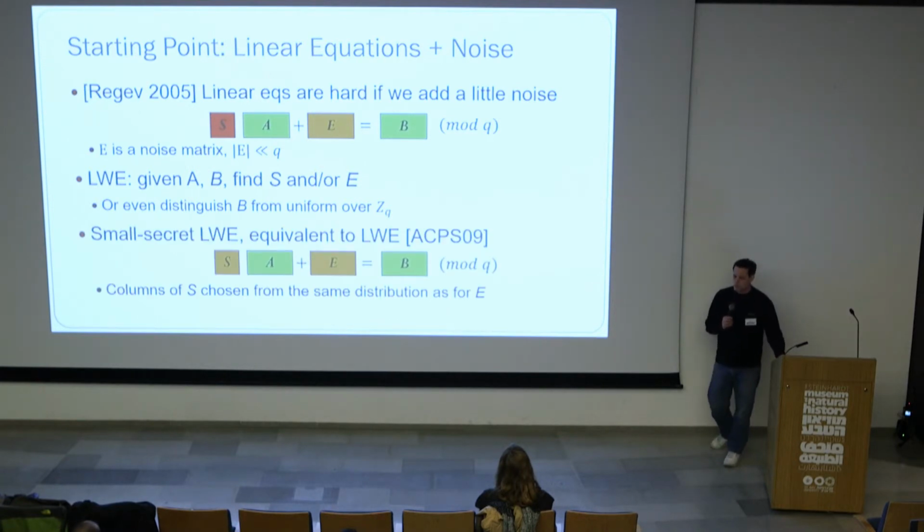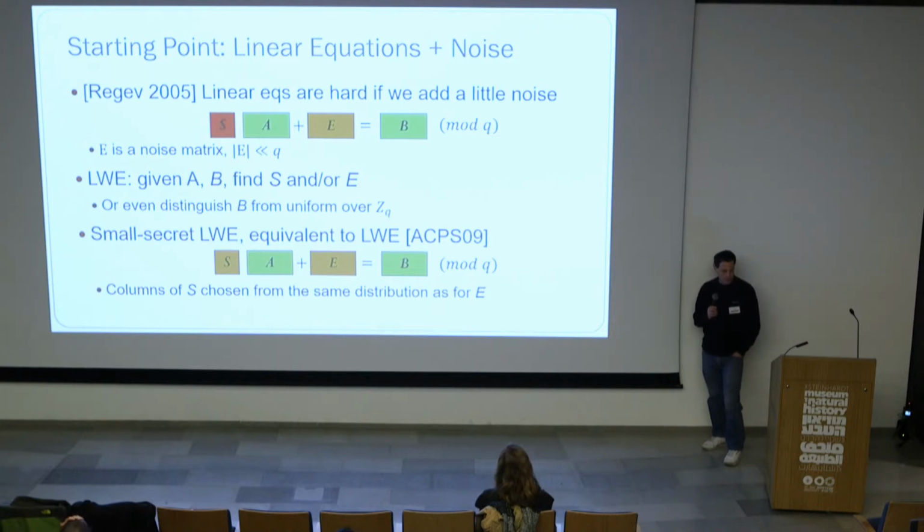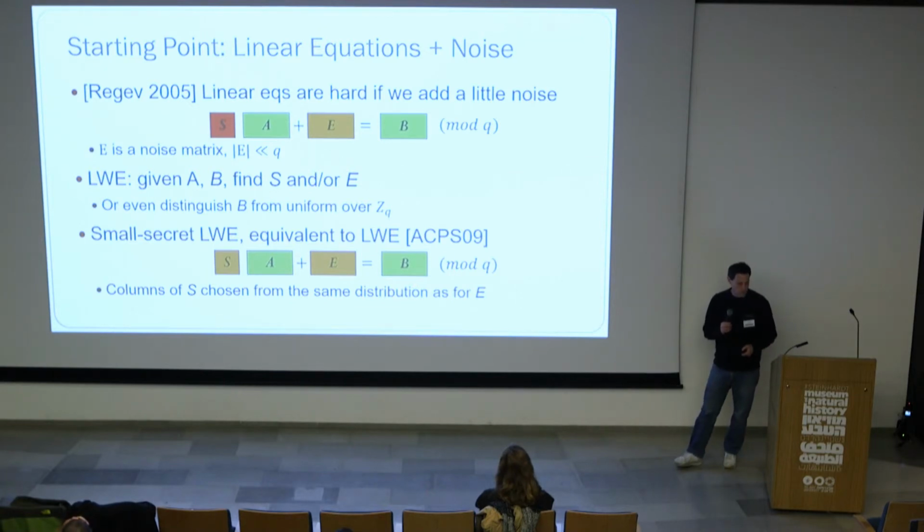Another useful variant of it, that was proven to be equivalent by Applebaum et al., is where the secret is not uniform, but rather is chosen from the same distribution as the error. That's another useful thing that we use a lot.